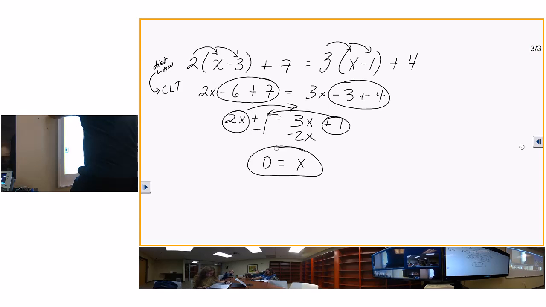And why did I take the 2x over instead of bringing the 3x over? Always keep the variable what? Positive. Always keep it positive so you avoid the negative.